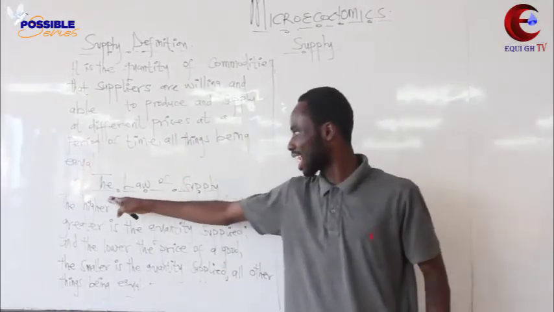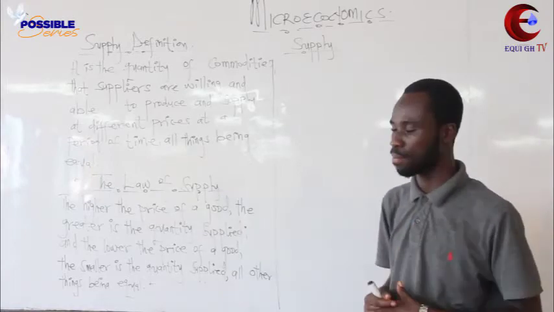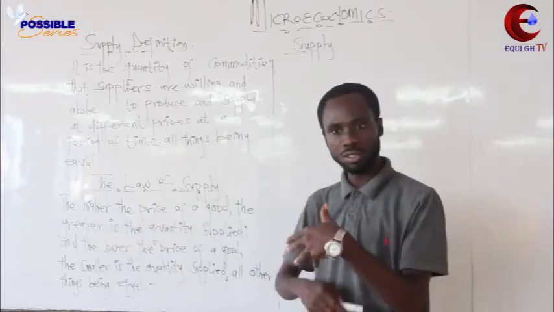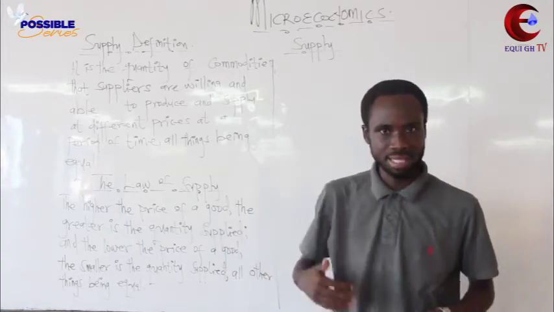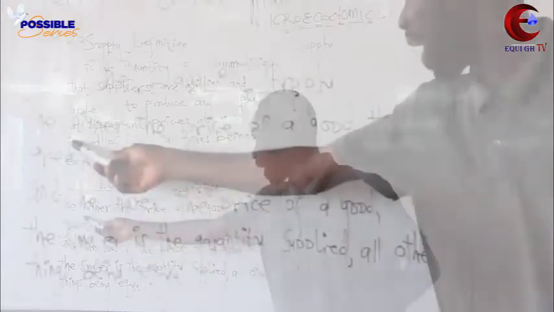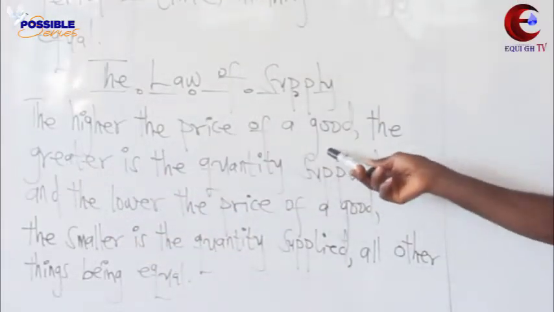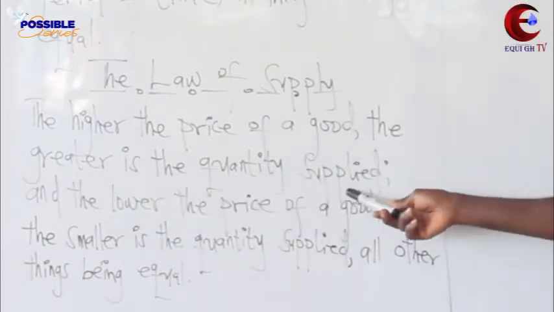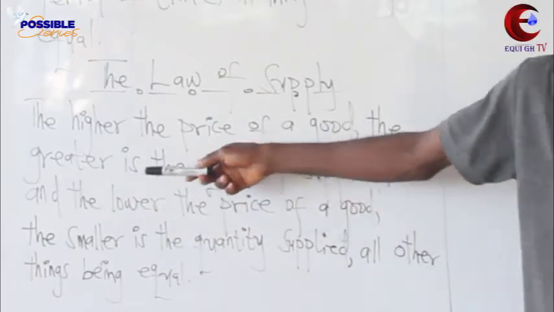So we are going to look at the law of supply. We are not going to spend much time here. The law of supply is the opposite of demand. I hope it makes sense. So the higher the price of a good, the greater is the quantity supplied, or the higher the quantity supplied.